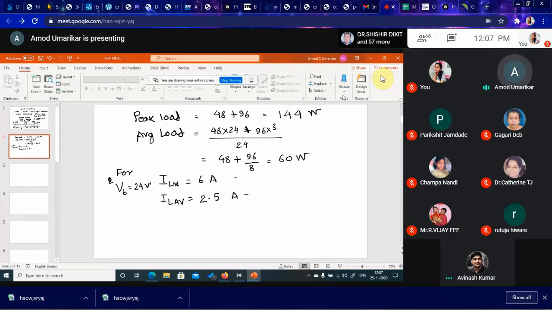These both figures are important to decide whether the battery will be able to supply this much current in a given time. So that's why these two figures are very important. Now let us go ahead with the next part. We have found out the peak load, the average load, the peak current required to be drawn from the battery, and the average current required to be drawn from the battery. Now the next case comes for a standalone photovoltaic system, which is very important.